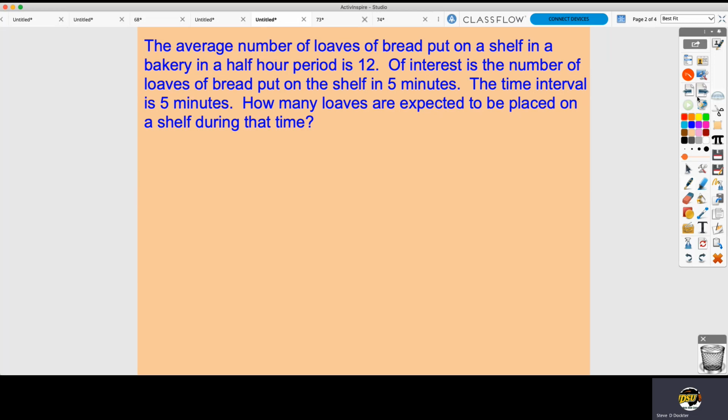It's up to you. The average number of loaves of bread put on a shelf in a bakery in a half-hour period is 12. Of interest is the number of loaves put on the shelf in 5 minutes. The time interval is 5 minutes. Okay, and there's our interval telling us that we're doing the Poisson distribution here. And how many loaves are expected to be placed on a shelf during that time? All right, so once again, expected value. That's kind of like our mean, right?